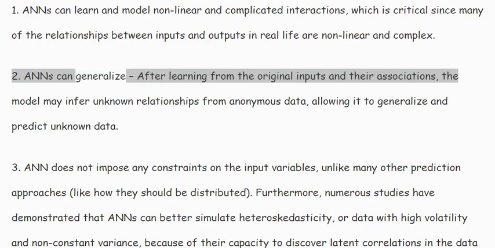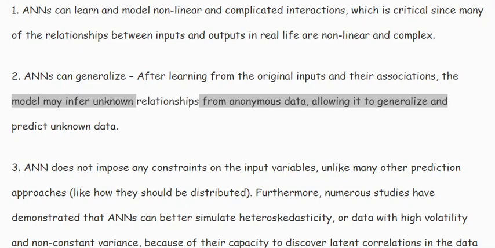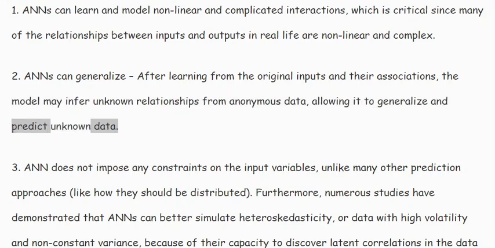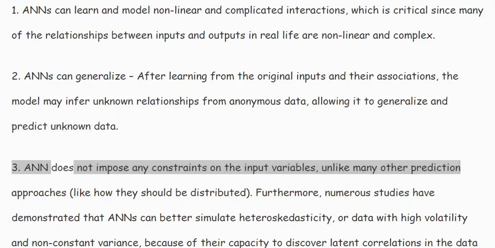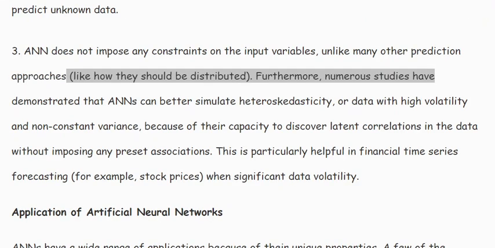Two, ANNs can generalize after learning from the original inputs and their associations. The model may infer unknown relationships from unseen data, allowing it to generalize and predict unknown data. Three, ANN does not impose any constraints on the input variables, unlike many other prediction approaches, such as how they should be distributed.